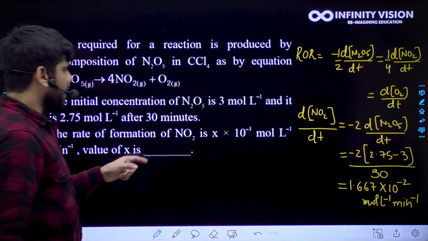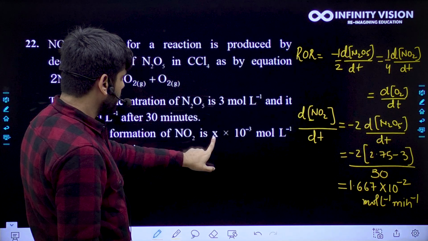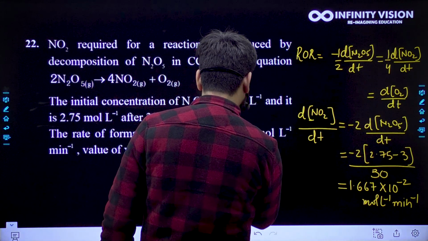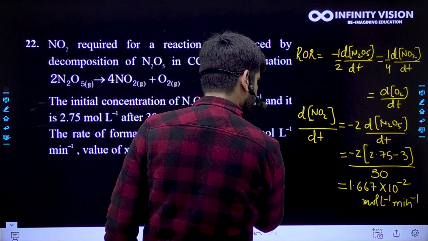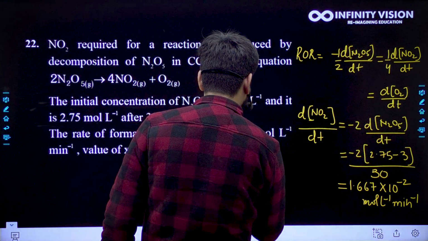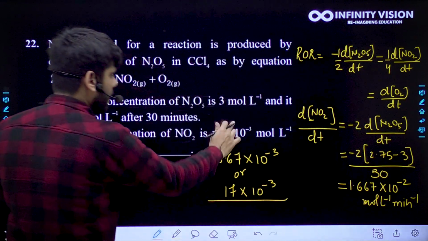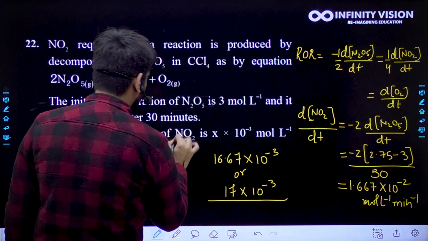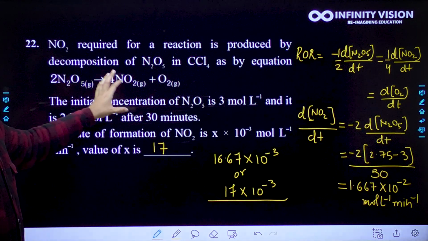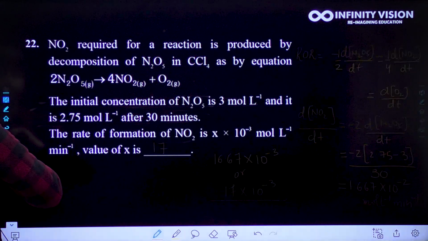But we are supposed to give the answer in the form of x into 10 to the power minus 3. So I can write this as 16.67 into 10 to the power minus 3, or I can write 17 into 10 to the power minus 3. So the x value is 17. All right. So it is again an easy question from the chemical kinetics. Let us discuss the next question.